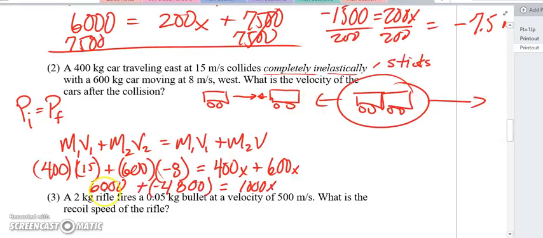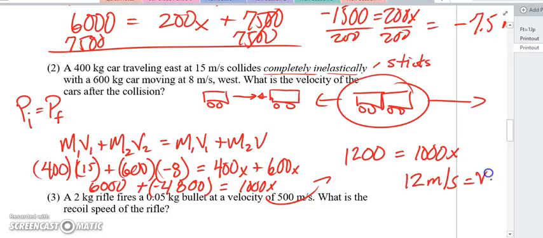So if I simplify this, I get 6,000 plus negative 4,800 equals 1,000x. So for this part here, I just add these two together. And I get 1,200 equals 1,000x, so I divide by 1,000, I end up with 12 meters per second. Now, that's my final velocity for both, so I just put VF. And that's the velocity towards the right because it's a positive number.